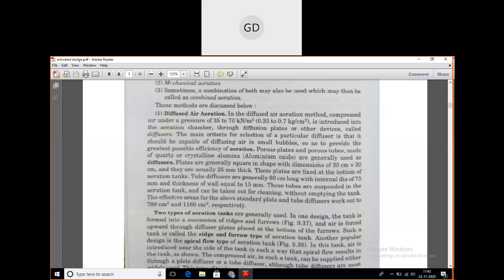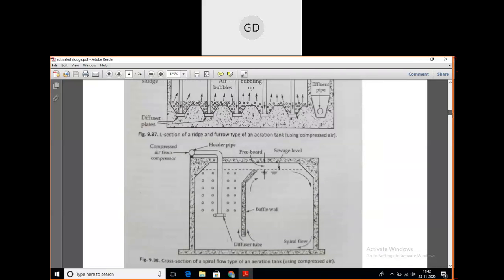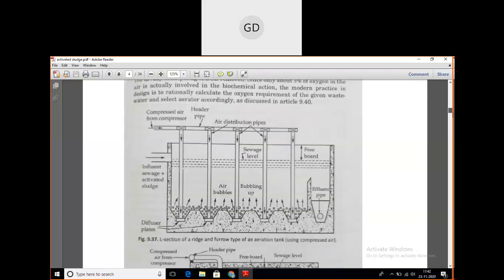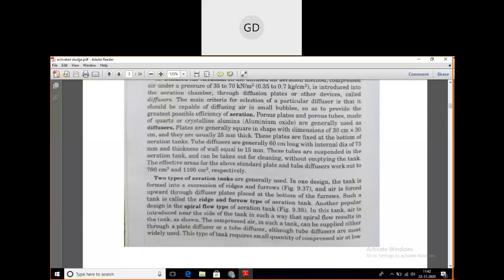First I would like to show you the diagram. This is the diagram of an aeration tank using compressed air. You can see the bubbles. This is a diffuser tube. Here you can see the bubbles. This is a cross section of an aeration tank using air diffusion. This is one L section of a dredge and furrow type of aeration tank. The dimensions are mentioned here, and you can study them from here.